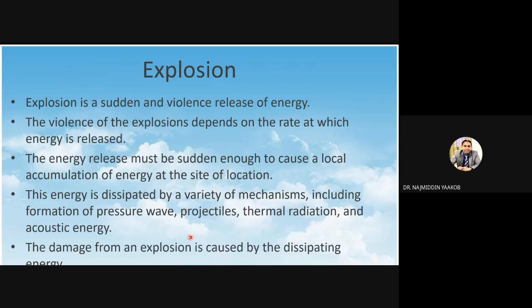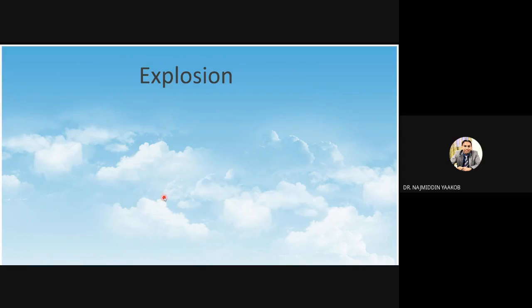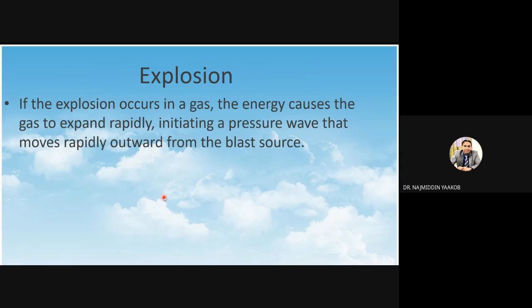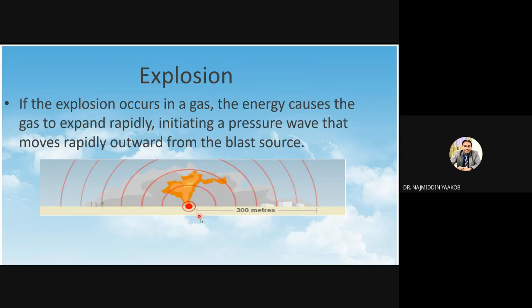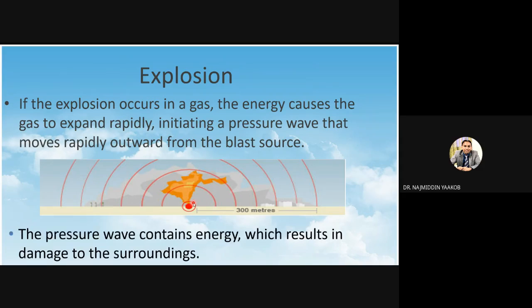Okay. The damage from the explosion is caused by the dissipating of energy. So when the energy dissipates from the initial place, it will transfer from one place to another place. So that's why you can see the effect of explosion is huge. If explosion occurs in a gas, the energy causes the gas to expand rapidly. Okay, for example, this is the point where the explosion happened. So you can see the pressure will reach up to 300 meters of radius, depending on the energy dissipated.